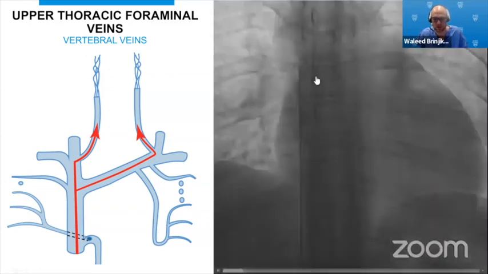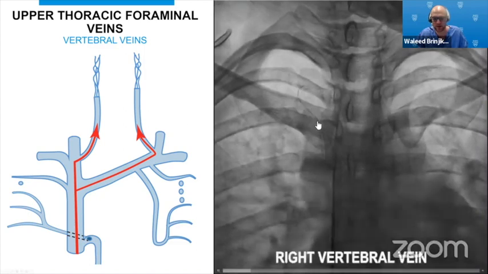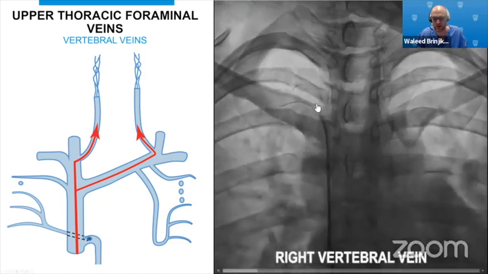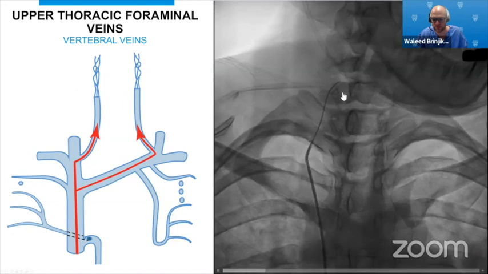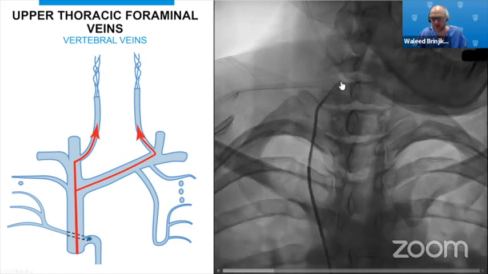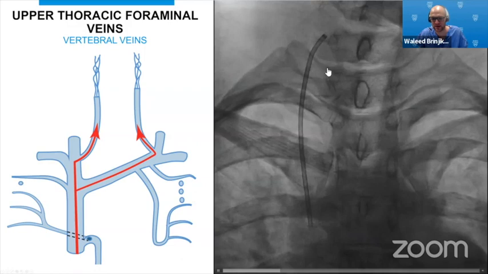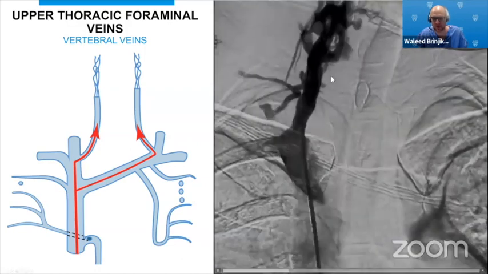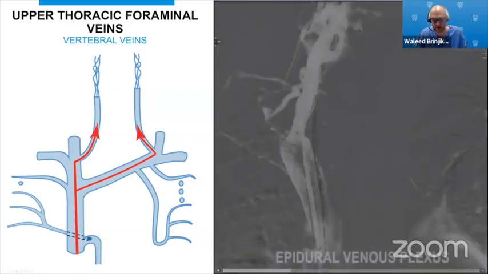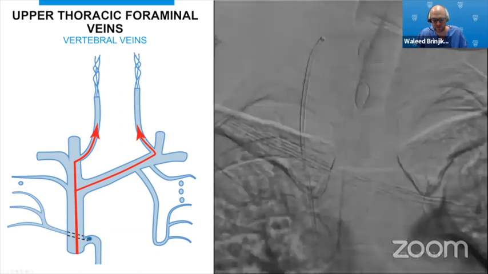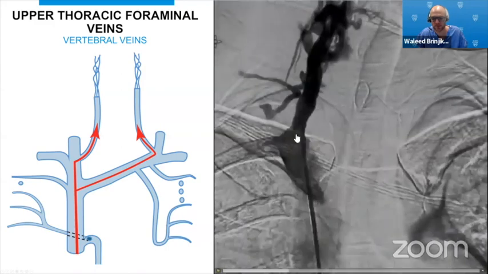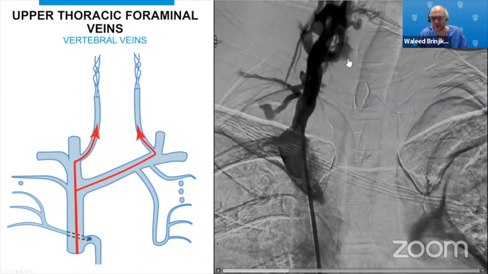So again, we're navigating our catheter up. You can see here, we're advancing the wire. We're trying to get into the right vertebral vein. So now we're in the right vertebral vein. Now that I'm in the right vertebral vein, I advance my catheter in, and then I do the venogram. Let me just show that again. For the venogram, this is the vertebral vein, and this is the cervical epidural plexus. And these are veins that go into each of the cervical foramina.